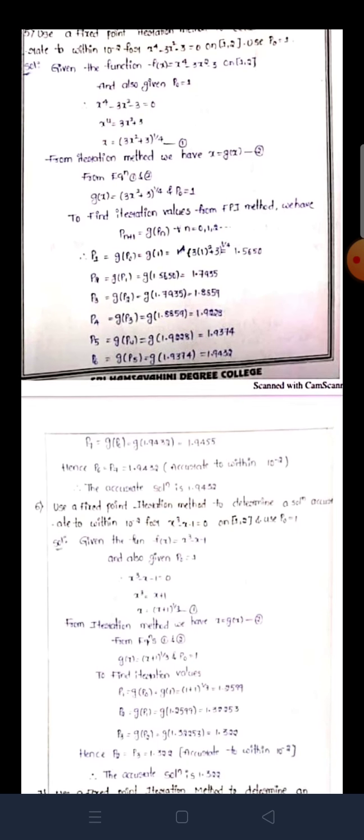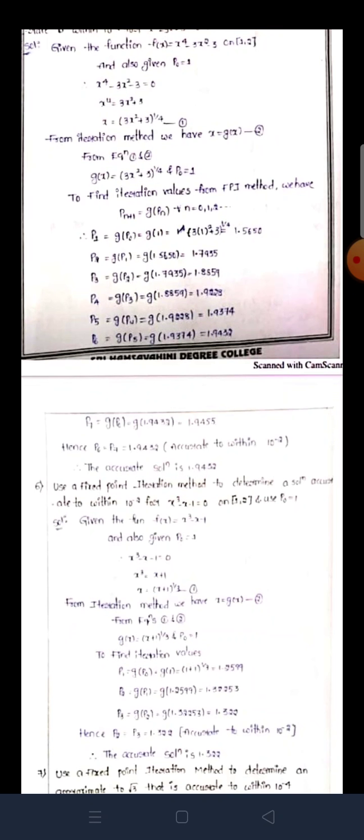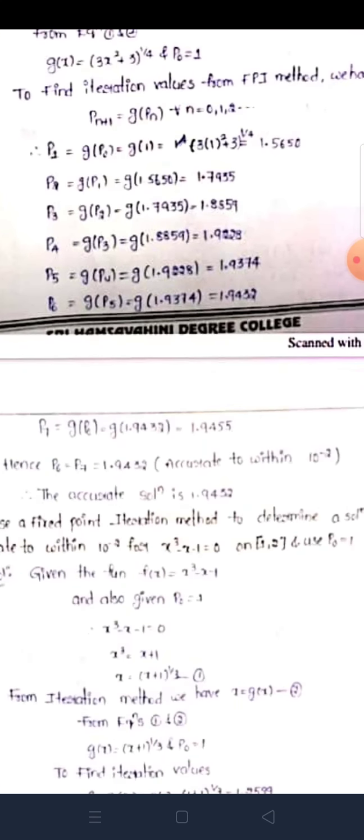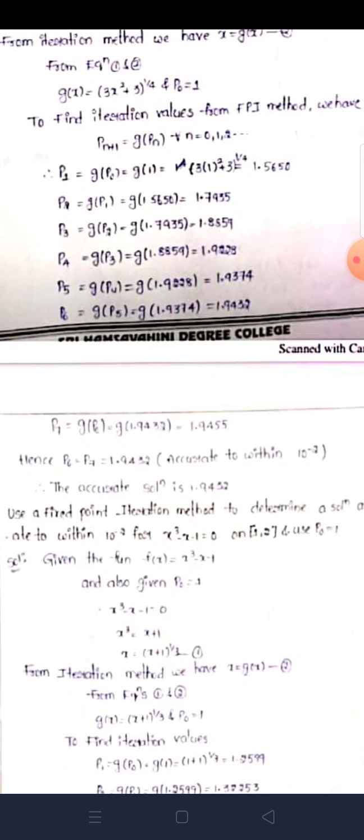Next problem. Use a fixed point iteration method to determine a solution accurate to within 10 power minus 2 for x cube minus x minus 1 equals 0 on the closed interval 1 comma 2. Use p0 equals 1. Given the function f of x equals x cube minus x minus 1 and also given p0 equals 1, x cube minus x minus 1 equals 0, x cube equals x plus 1, x equals (x plus 1) power 1 by 3.